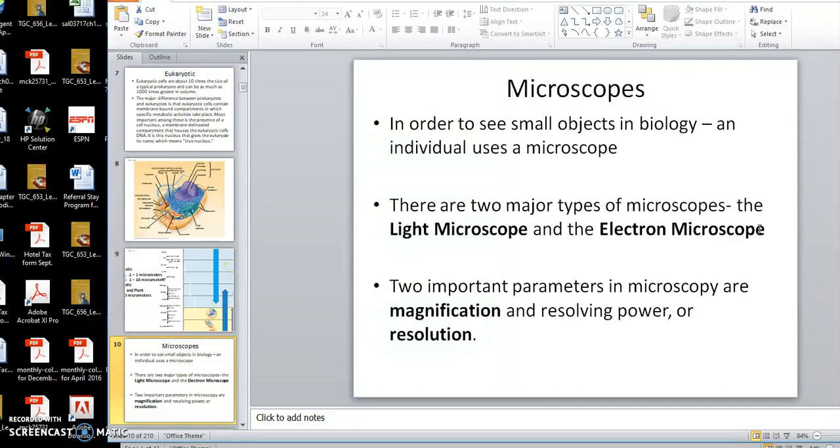Let me say it again. What is electricity? A flow of electrons. So the organism must be dead. It has better magnification and resolution, but you cannot see organisms as they live, like you can with the light microscope. Okay.